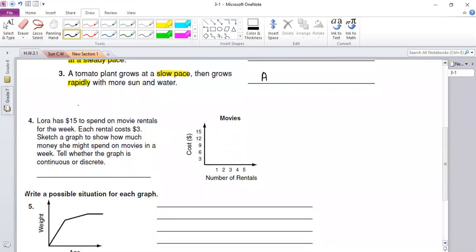Now Laura has $15 to spend on movie rentals for the week. So Laura has $15 which you can spend for the movies. Each rental costs $3. So for one rental, it is $3. Sketch a graph to show how much money she might spend on movies in a week. Tell whether the graph is continuous or discrete.